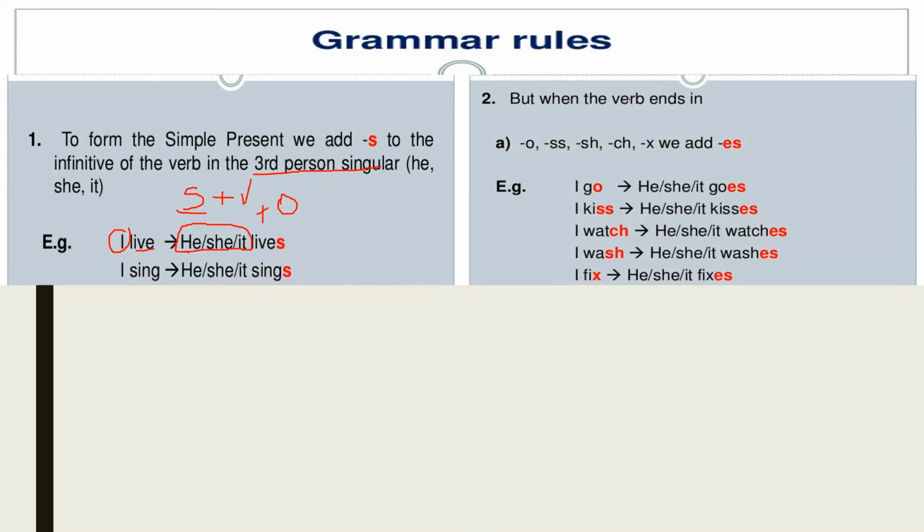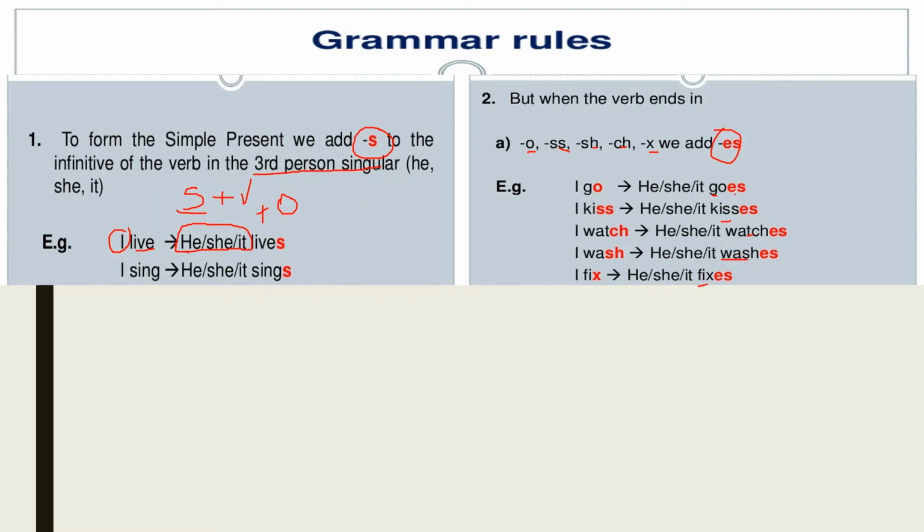Next, when the verb ends in o, ss, sh, ch, x, we add es, right? So the first one was to add s, the second one is to add es. When do we use es with the verbs? When there is a consonant or a vowel which ends with o, s, sh, ch or x. Just like this: go, kiss, watch, wash, fix.